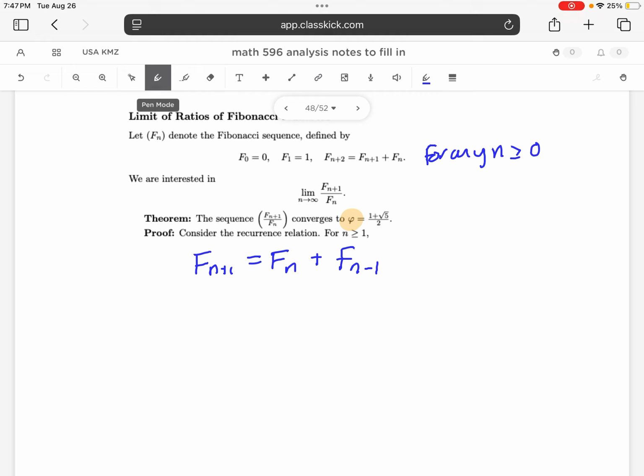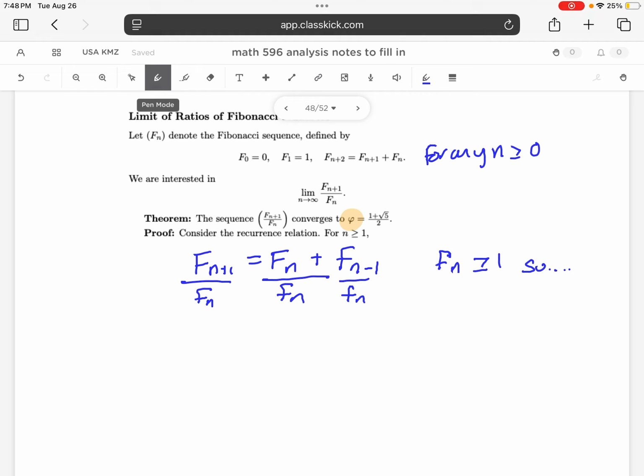What we can do then is, as long as f sub n is at least 1, as long as it's non-zero, which it will be when n is greater than or equal to 1, we can divide by f sub n on both sides without worrying about dividing by 0, and that's going to give us f of n plus 1 divided by f of n is equal to f of n divided by f of n plus f of n minus 1 divided by f of n.